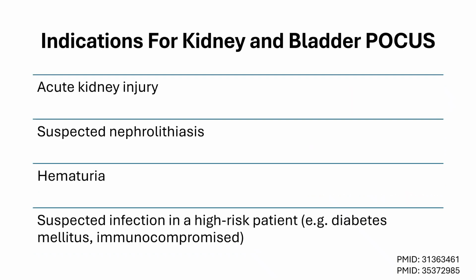Indications for renal and bladder point-of-care ultrasound include acute kidney injury, suspected nephrolithiasis, hematuria, and suspected infection in a high-risk patient, such as, for example, a patient who is immunocompromised or has diabetes mellitus.